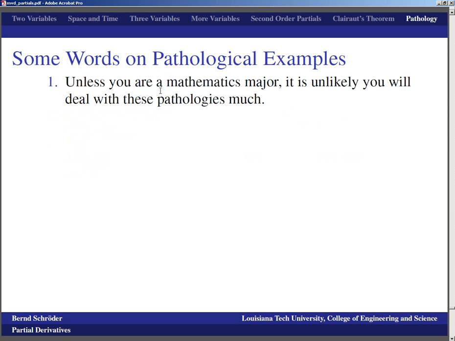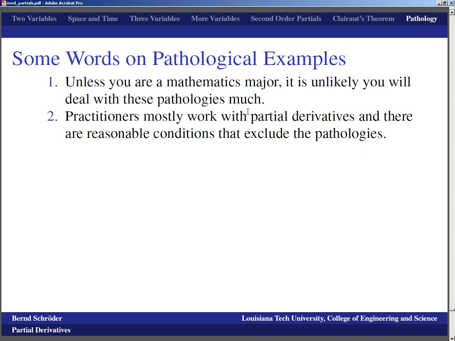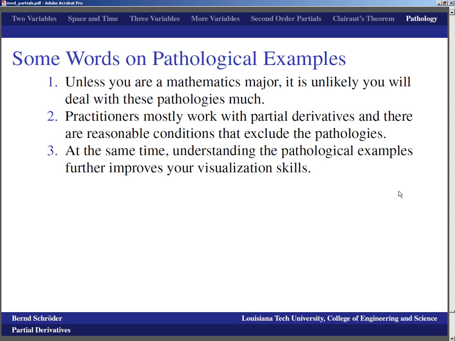All right, so let's finish out with some words on pathological examples. First of all, as I already mentioned, unless you're a math major, it is unlikely you will deal with these pathologies very much. And even if you're a math major, unless you're really looking at something very nasty, you often also don't have to deal with those pathologies. So practitioners mostly work with partial derivatives, and there are reasonable conditions that exclude the pathologies, such as the hypotheses that we have for Clairaut's theorem, which we will revisit in various guises as we go through this module with presentations on partial derivatives or on multivariable differentiation.